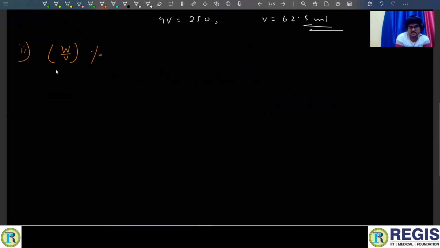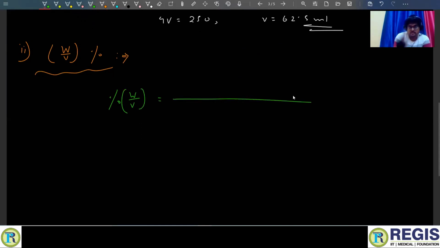Weight by volume percentage. Now what is the meaning of weight by volume percentage? If you write it down, percentage of weight by volume equals, always remember, the upper one is solute and the lower one is always solution. So 100 is also present. The upper one is always solute, that means weight of solute. This one represents volume of solution.